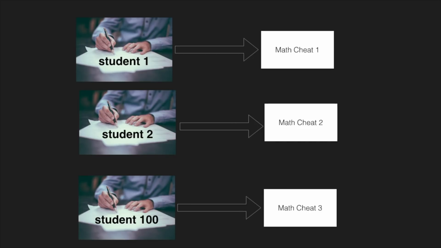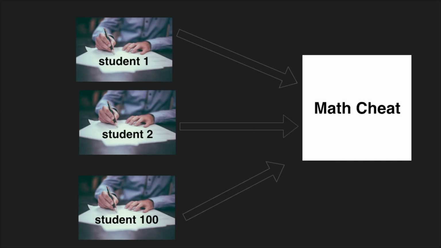Our pocket will be full. If our pocket will be full, our teacher is going to catch us, right? So we're not going to do that. We'll take one cheat and we'll circulate it. So only one math cheat object will be created.